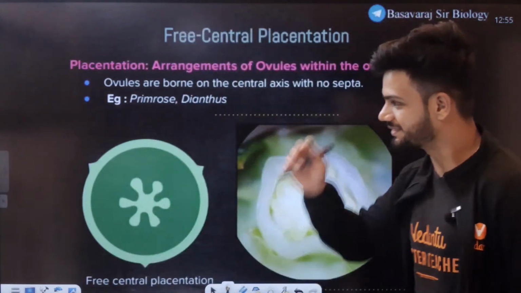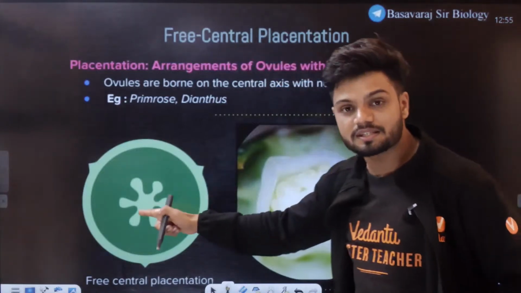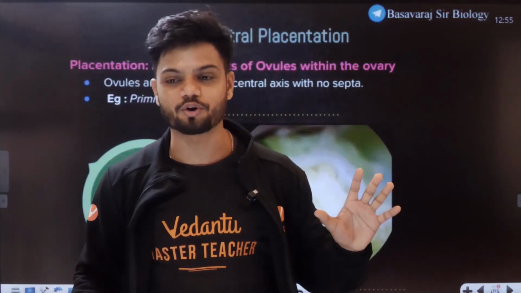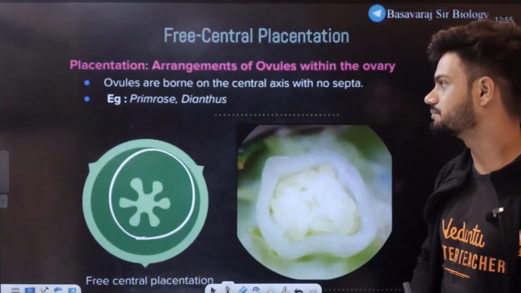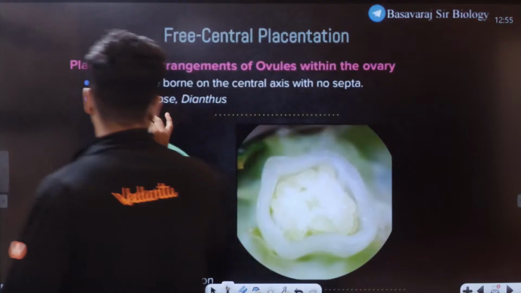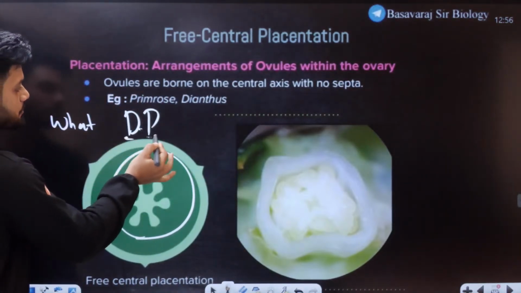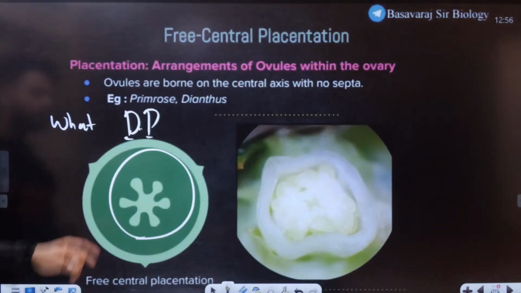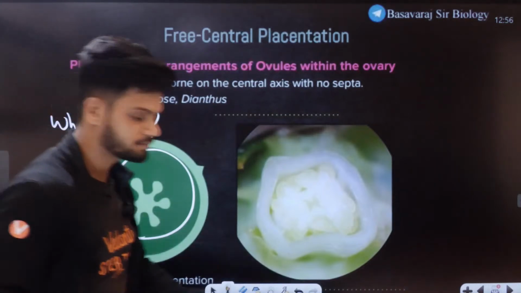Nice. Now next one is called as free central placentation. You can see this is similar to axial, but there is no crosswall formation here. No crosswall formation. Free central. That is, Fredo, change your DP. DP here: Dianthus and primrose. It is called as your free central placentation. Ovules are borne on the central axis with no septa formation here.